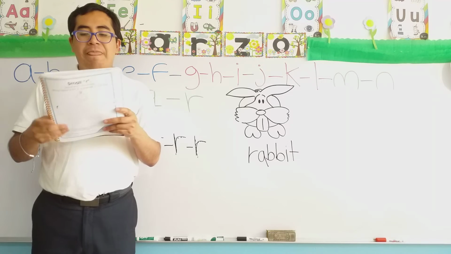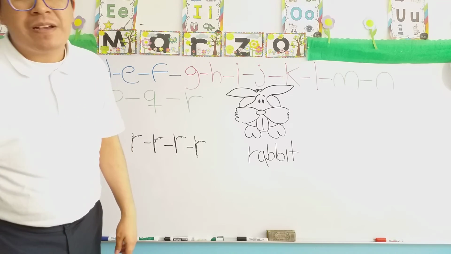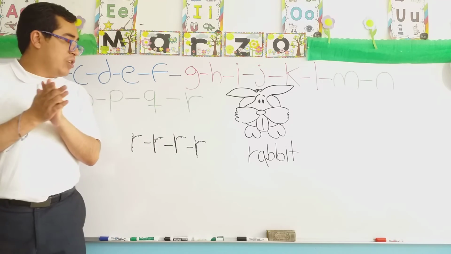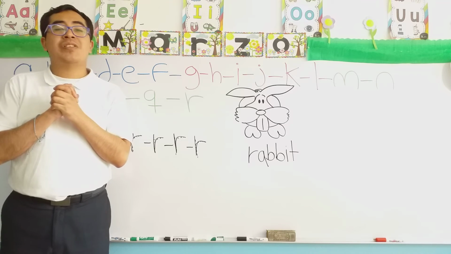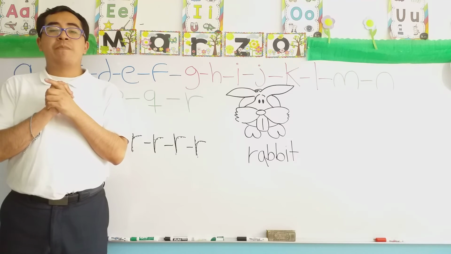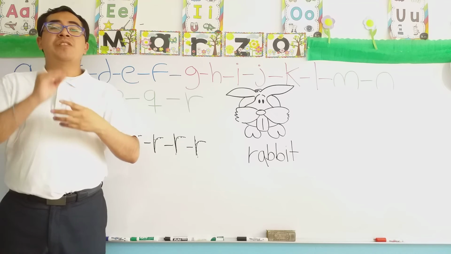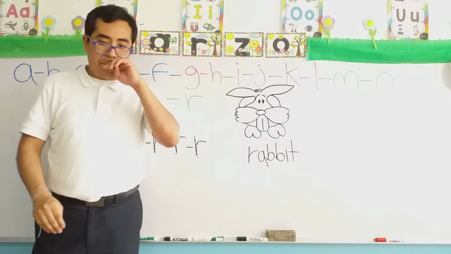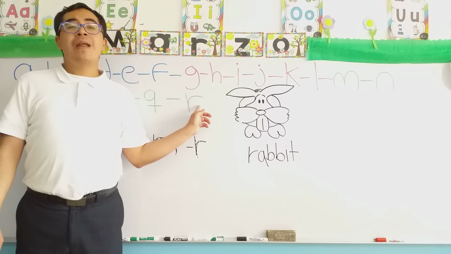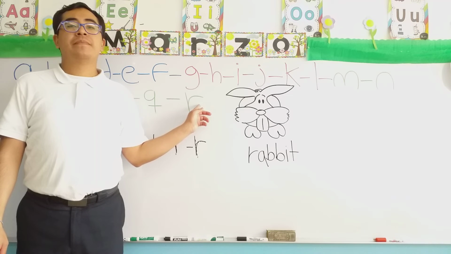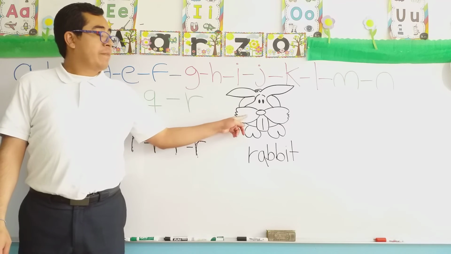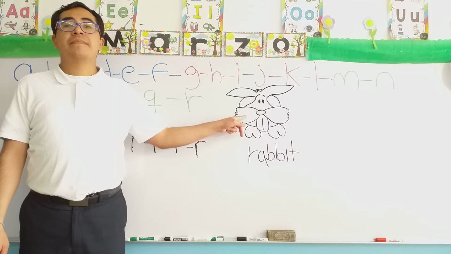Very good. Now, before we finish with the class, let's have our pronunciation exercise for this letter and the object. Remember, I say it first. Please repeat after me. Small r. Rabbit.